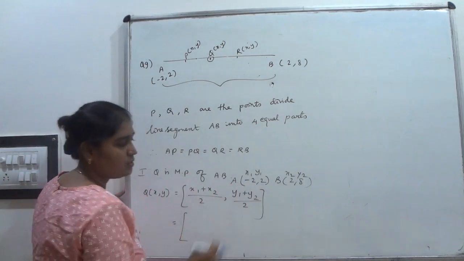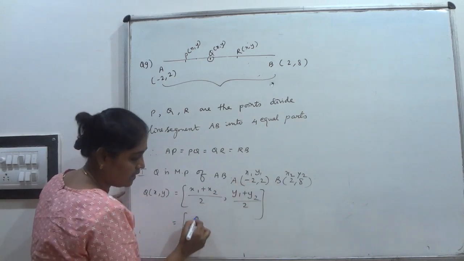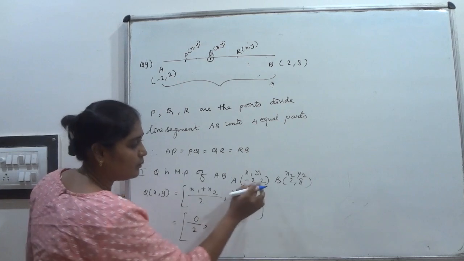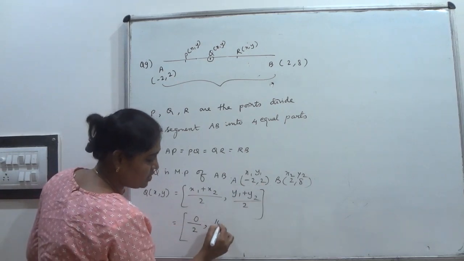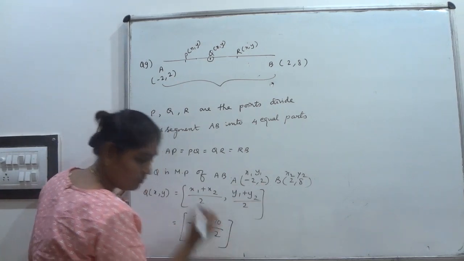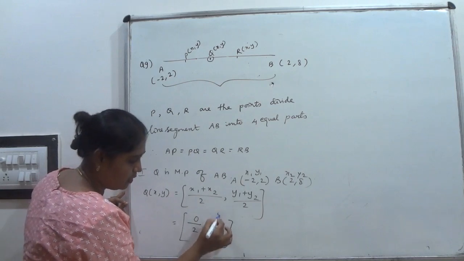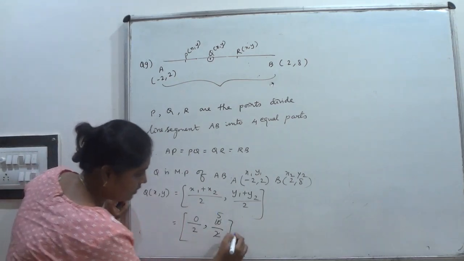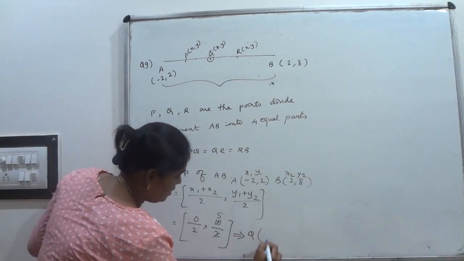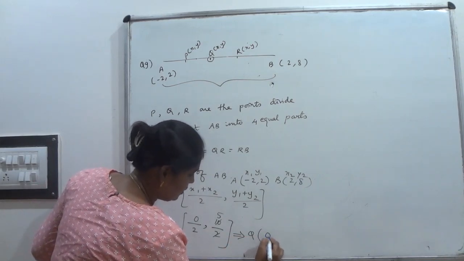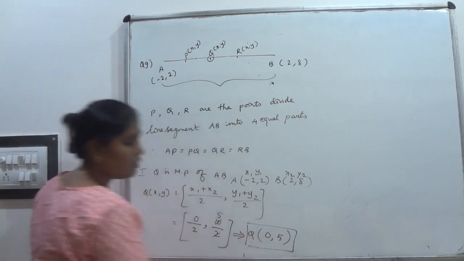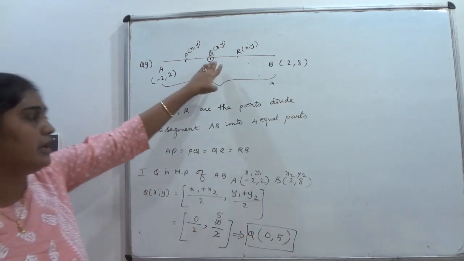You will get the Q coordinates. x1 plus x2, see, minus 2 plus 2, what you will get? 0 upon 2, comma, y1 plus y2, 2 plus 8, that is 10 upon 2. 10 upon 2 you will get 5, and 0 upon 2 is 0. So at last you write that Q coordinates are 0, 5. I got the Q coordinates now.